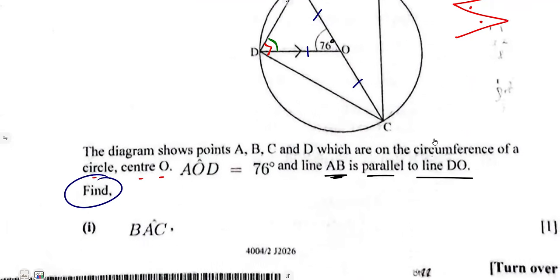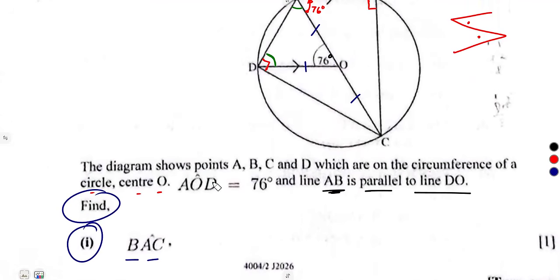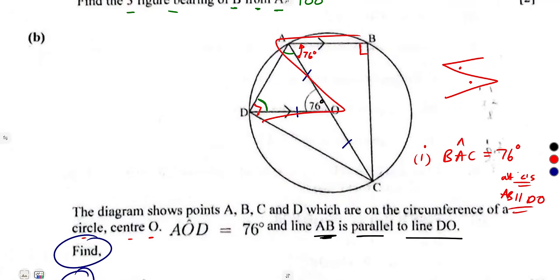Find from that item 1, angle BAC. So the angle BAC is one that we need on item 1. So that's BAC. We have already indicated that it is 76 degrees from the alternate angles concept, since AB is parallel to DO. So we can use that alternate angles concept.